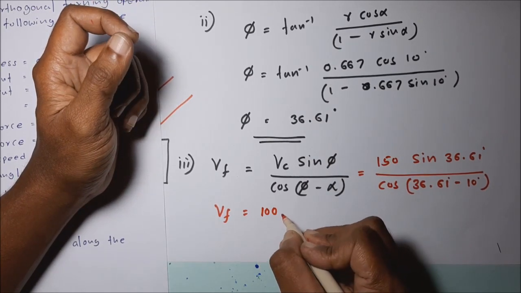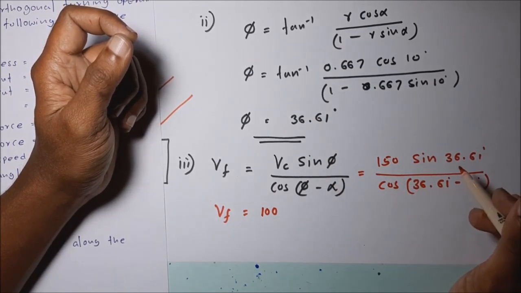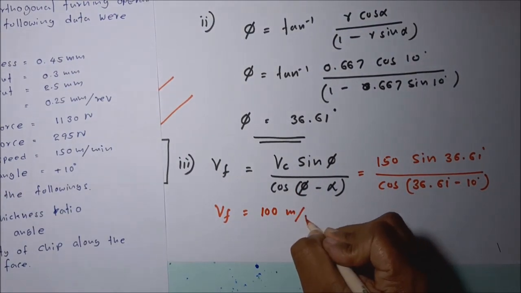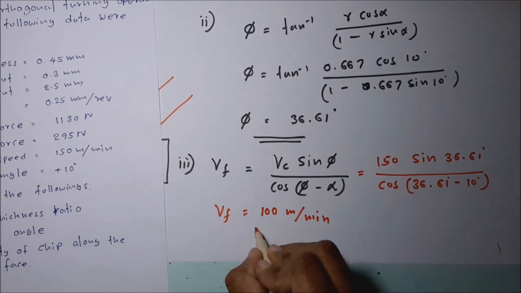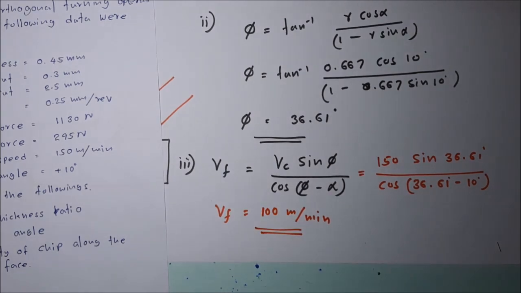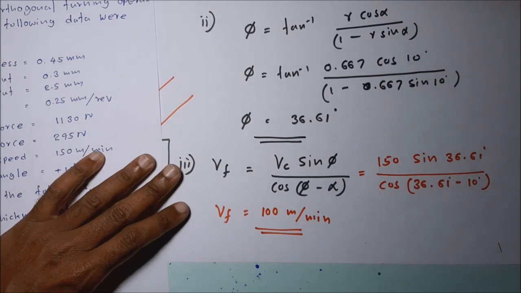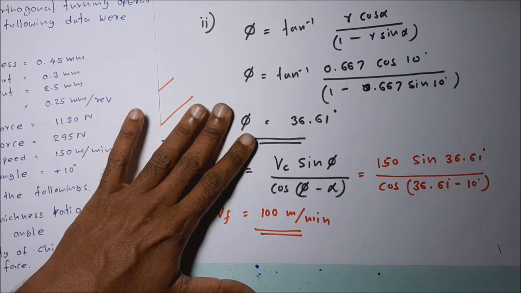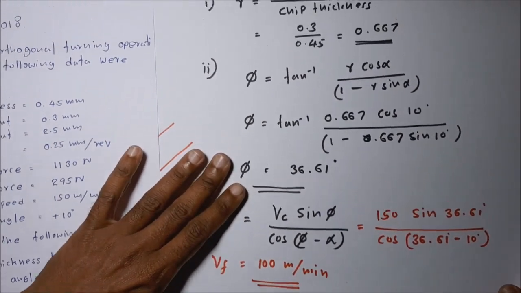Yeah, 100 meters per minute. This is the value we are getting for the chip flow velocity along the tool face. Okay, please check these answers. Do it at home and please check these answers.